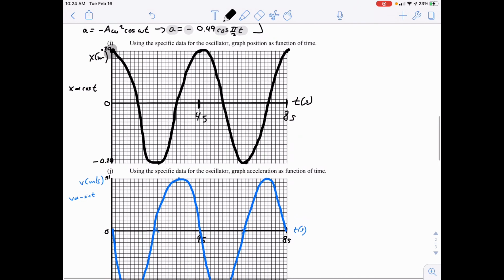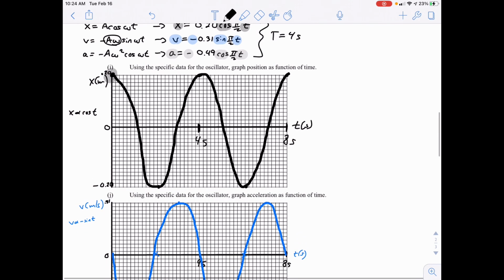All right, and this is showing how to make position, velocity, and acceleration time graphs from simple harmonic motion oscillators.